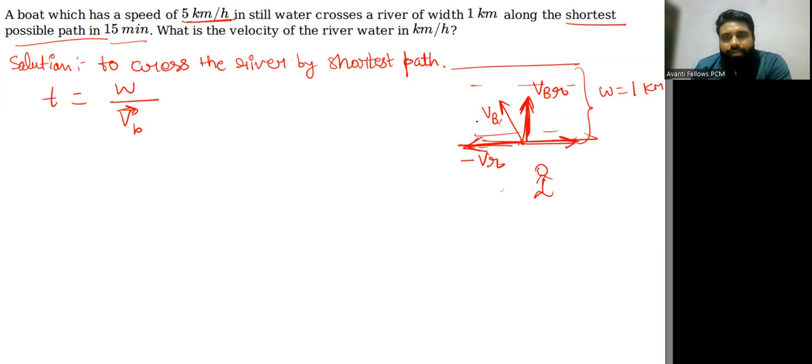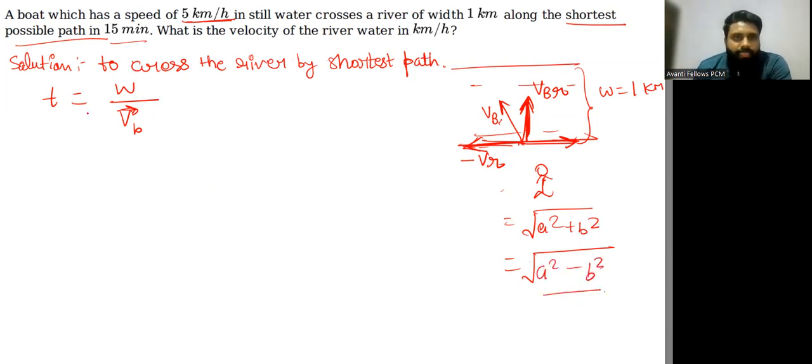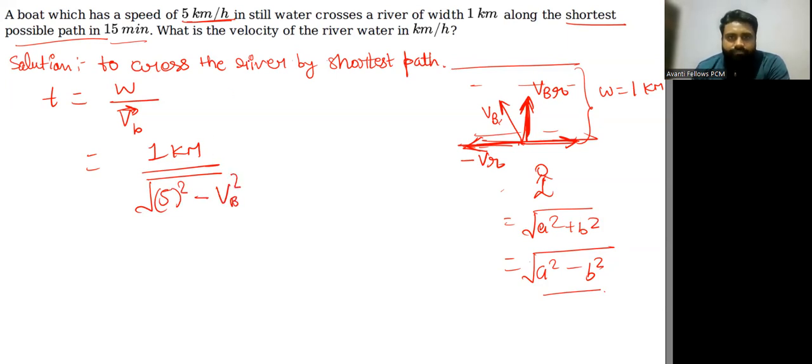So the perpendicular components are there. If two components are perpendicular, the resultant will be given as square root of a square plus b square. But this VR is in the negative direction, so we'll have to take a square minus b square. So we can say that width is 1 km, square root of VBR, which is given as 5 km per hour, 5 square minus VB that we are interested in. Sorry, VR, because it is the resultant of VR and VBR.